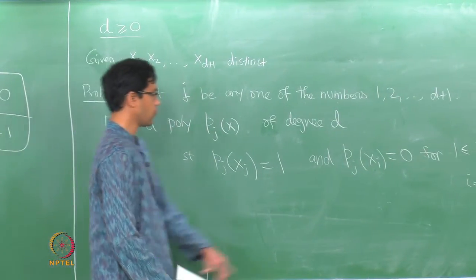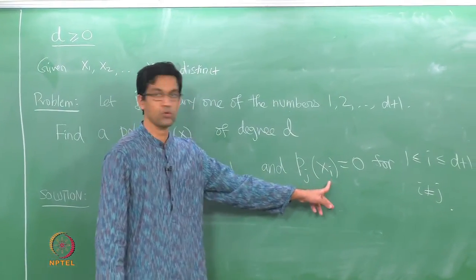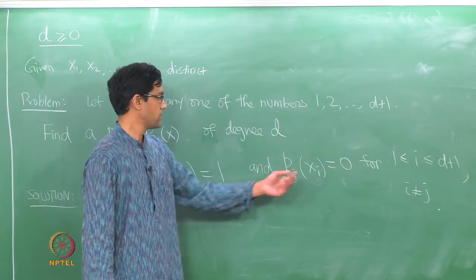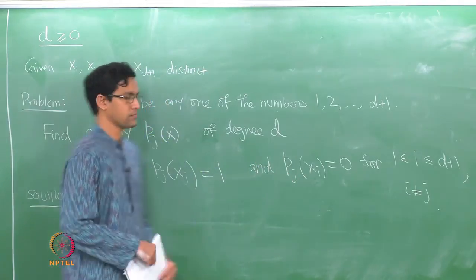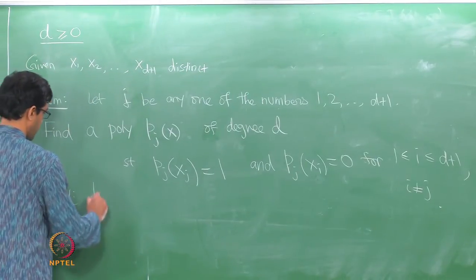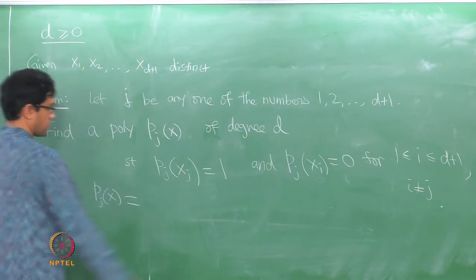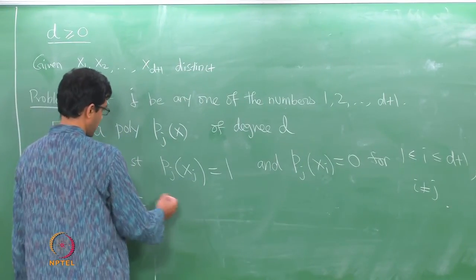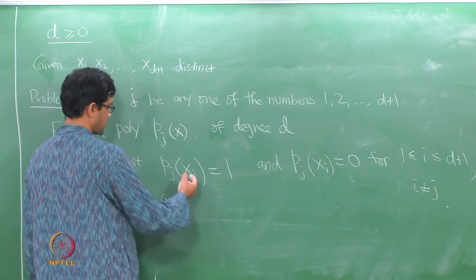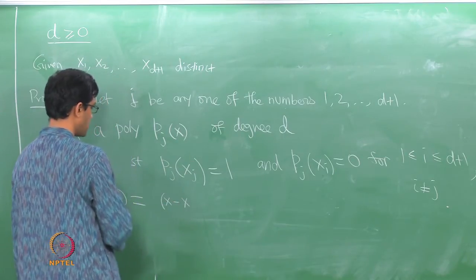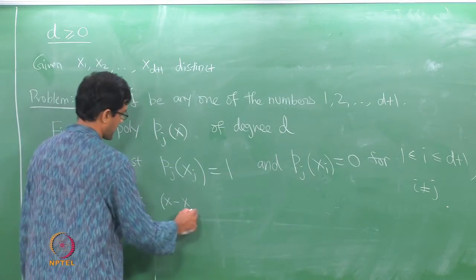If you know that xi is a root of a polynomial, then we know that this polynomial can be written as x minus xi times something. Okay. So observe that pj of x, since it vanishes on all the xi's, each of them must be a factor. So for example, if j is 3, then pj of x should look like x minus x1 should be a factor, x minus x2 should be a factor, and so on.